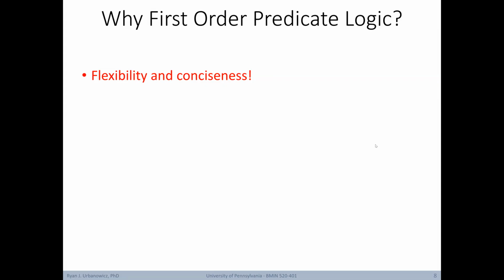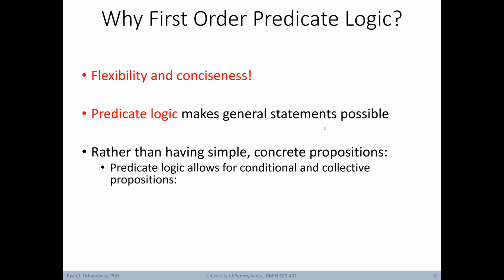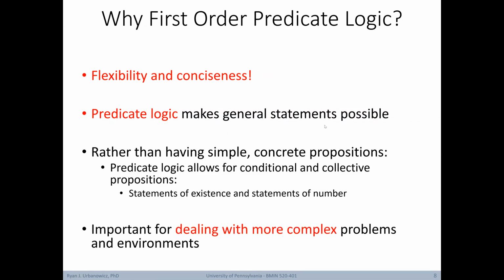So what's the biggest draw to using first-order predicate logic? Well, mainly it offers flexibility and conciseness. Ultimately, predicate logic makes general statements possible. Rather than having simple, concrete propositions, predicate logic allows for conditional and collective propositions. In other words, statements of existence and statements of number. This is essential for dealing with more complex problems or environments.